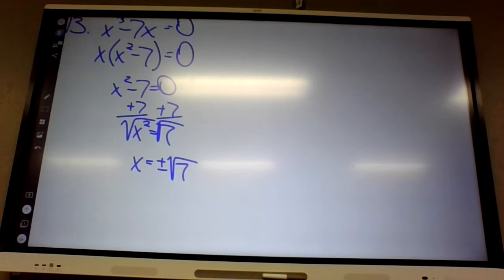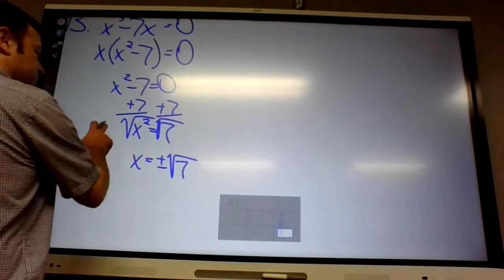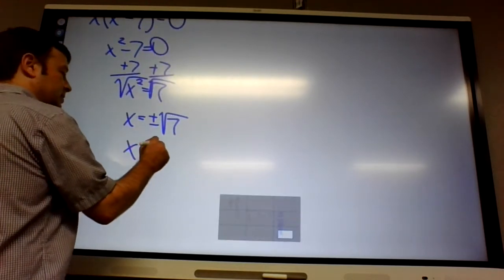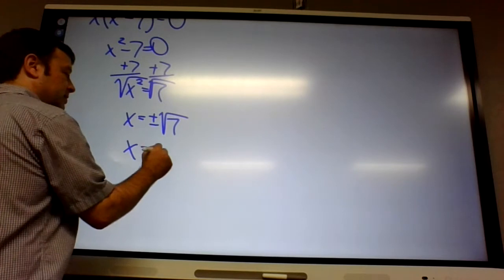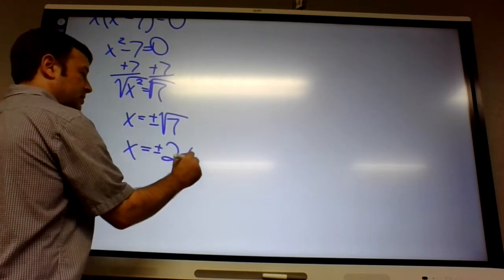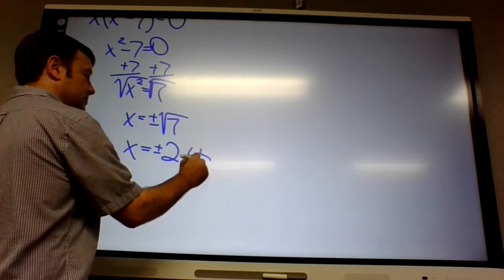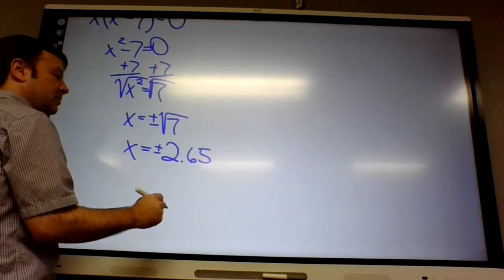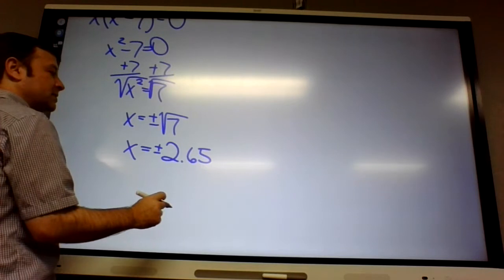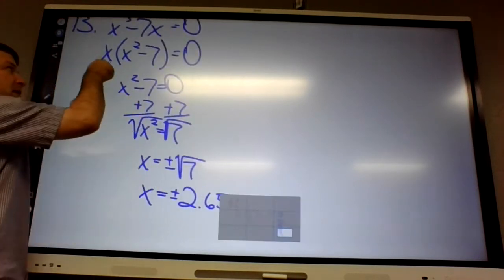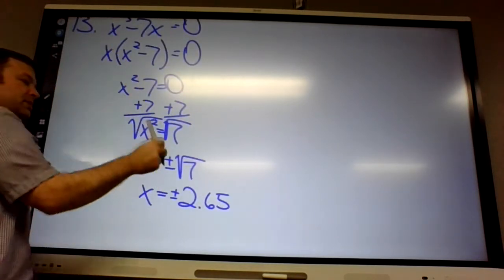I forgot how to tell this rounded to the hundredths place. 2.6. Okay, what am I missing? 0. Yeah, remember we took an x out, so 0 is also an answer.